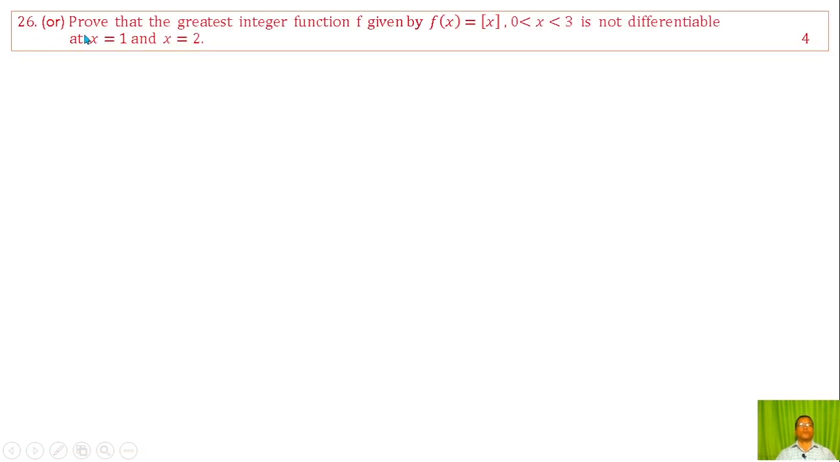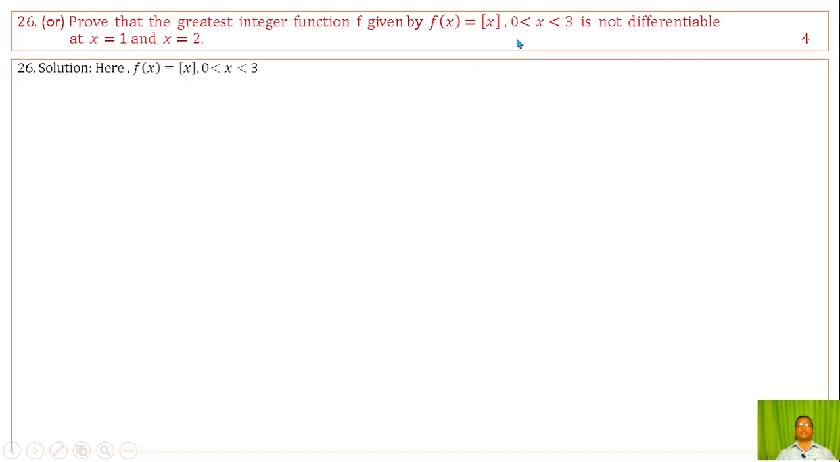Question number 26. Prove that the greatest integer function f given by f of x equals the greatest integer of x, x lying between 0 to 3, is not differentiable at x equal to 1 and at x equal to 2. 4 marks. Is the greatest integer function derivable at x equal to 1? The left-hand derivative at 1 is denoted by this, whose value is f of 1 plus h. h is a negative number, therefore 1 plus h is less than 1, whose value is 0, and f of 1, 1 being an integer, whose value is 1.